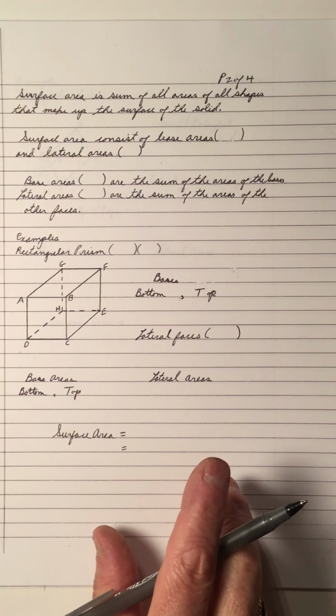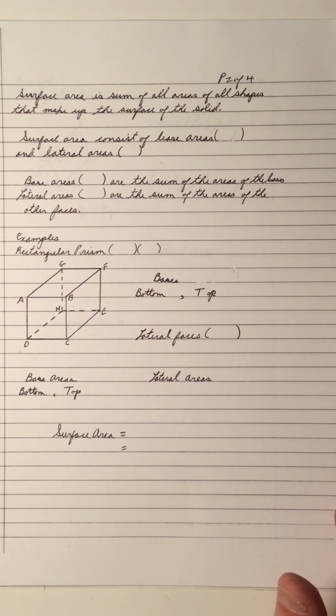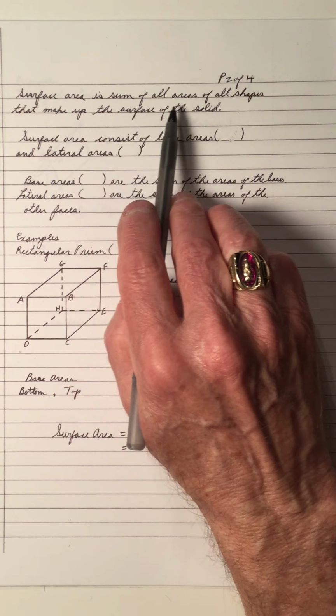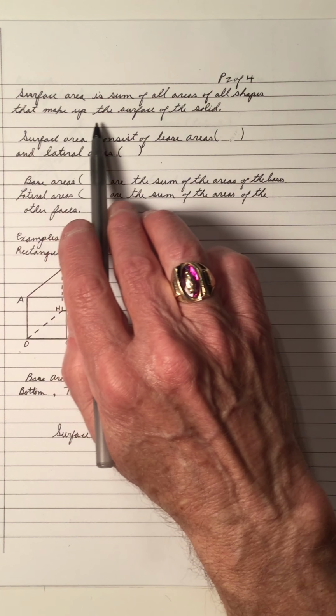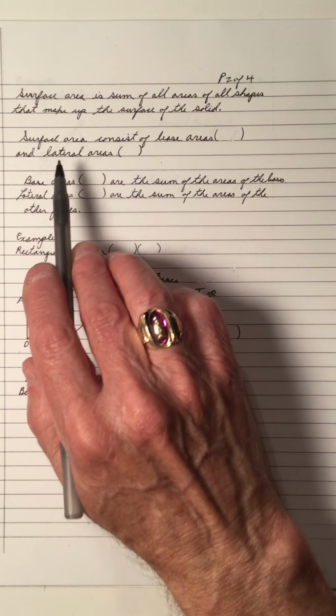In the previous videos, we went over the perimeter of geometric figures. We went over the area of geometric figures. Now we're going to use those to our advantage. Let's look at the surface area. Surface area is the sum of all areas of all shapes that make up the surface of a solid.